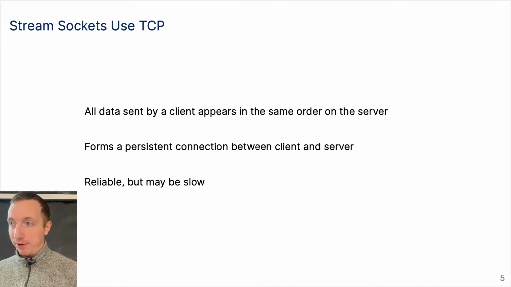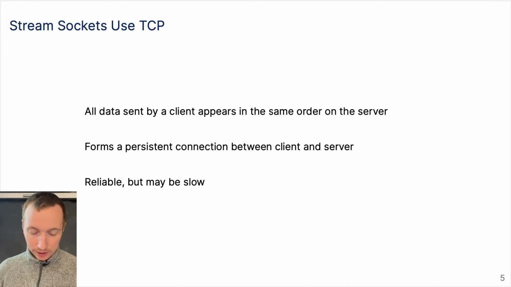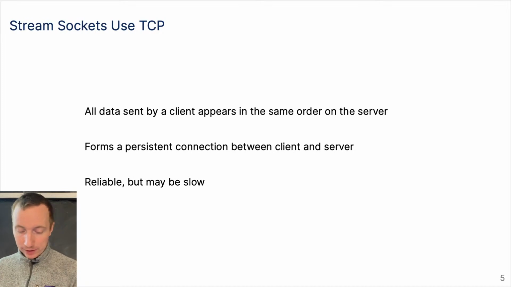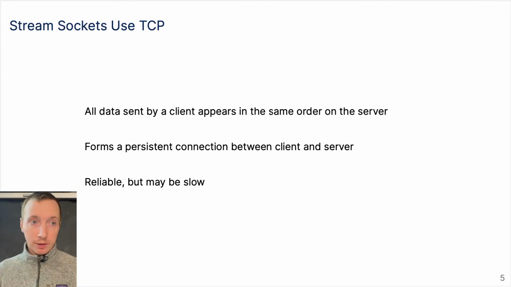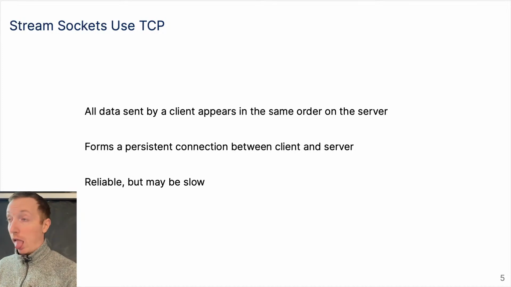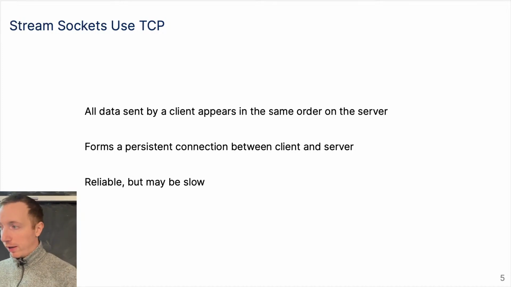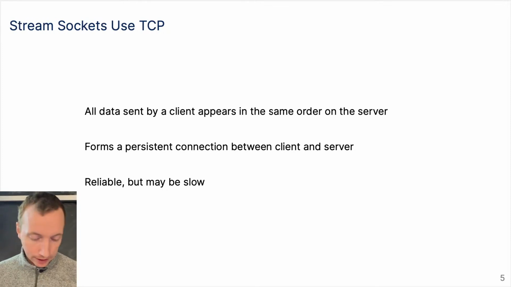It gives you some nice guarantees, like all data that is sent by the client appears in the same order on the server. So if you sent 1, 2, 3, 4, 5, you would get 1, 2, 3, 4, 5 on the server. And it forms a persistent connection between the client and the server. So if that connection breaks, you'll know of it, and you'll know that that connection is no longer valid.